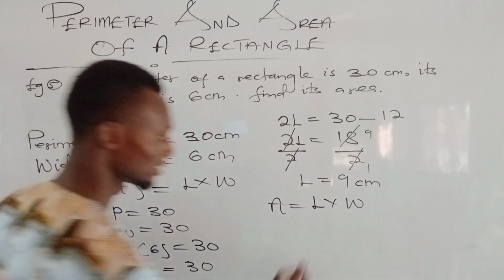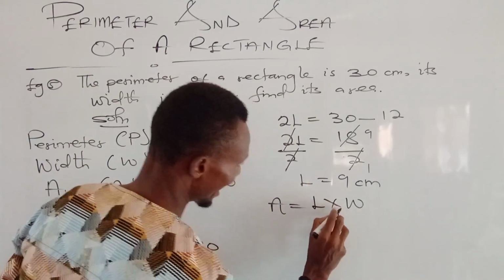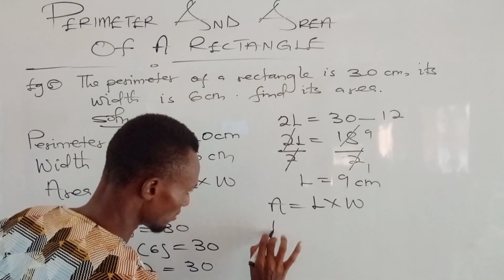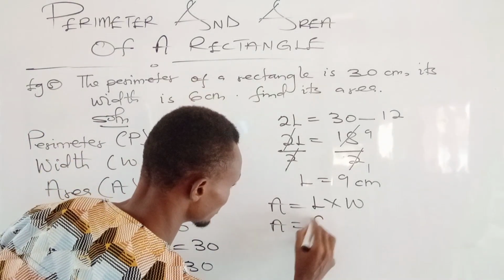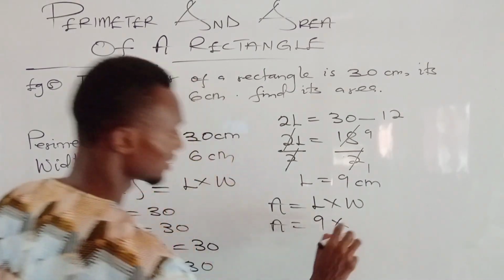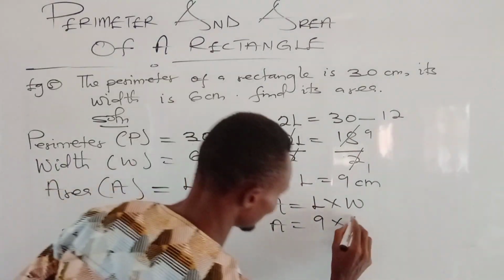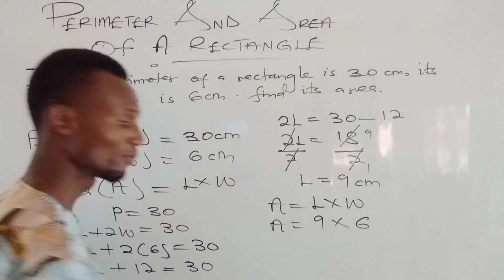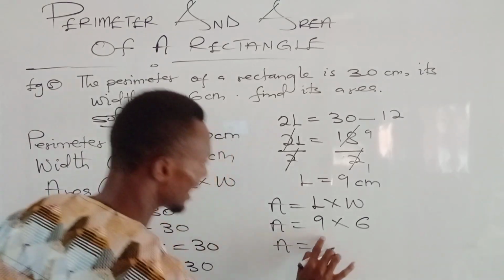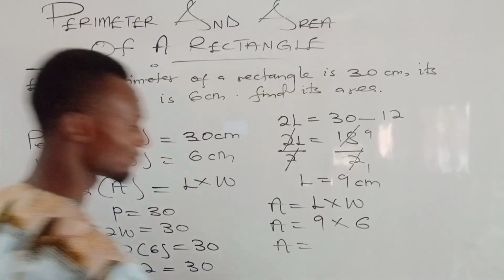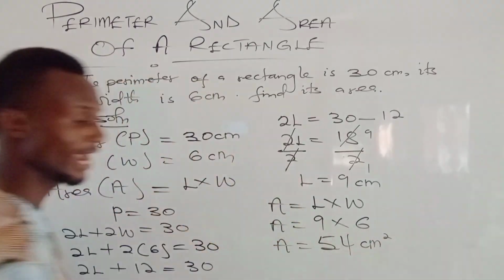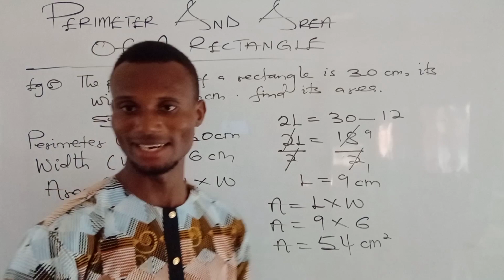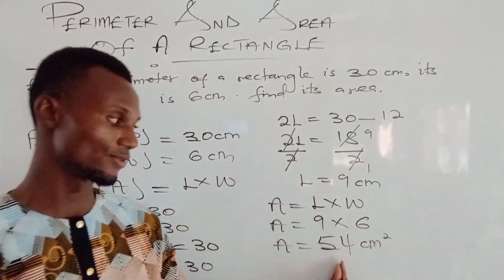Hope you agree with me. So let's go ahead and put the values in. My area equals, my length is 9 centimeters, times the width, which is 6 centimeters, so times 6. So let's multiply. My area will be equal to 9 times 6, which is 54, so 54 centimeters squared. Hope you understand. So 9 times 6 is 54.